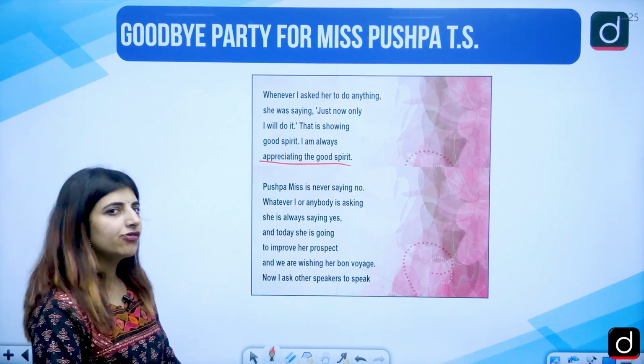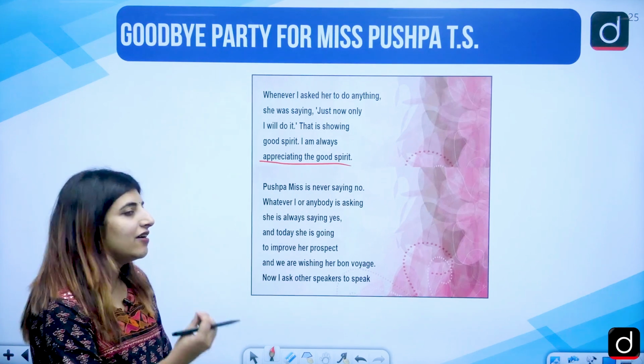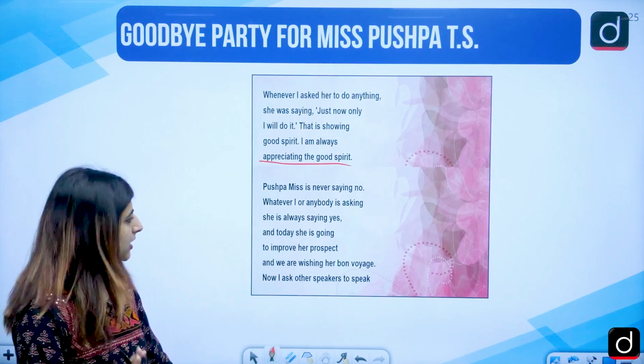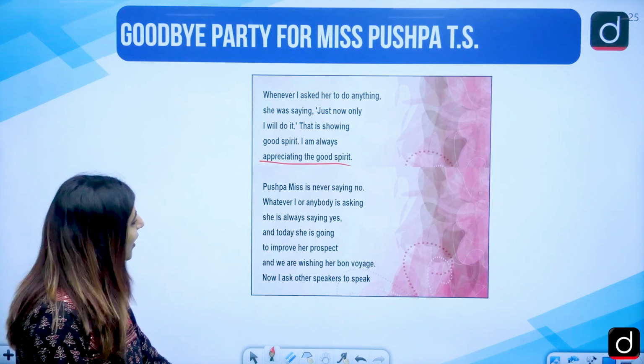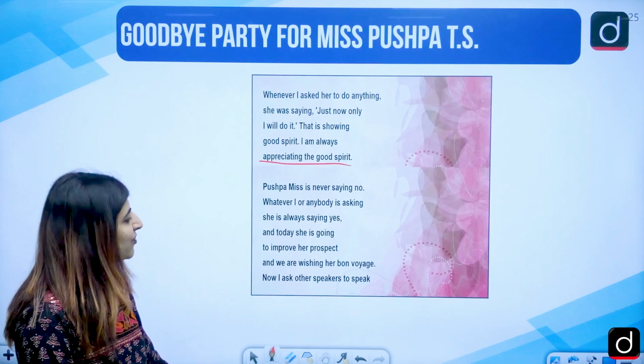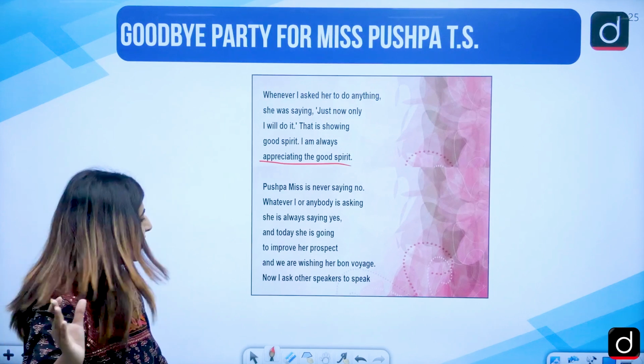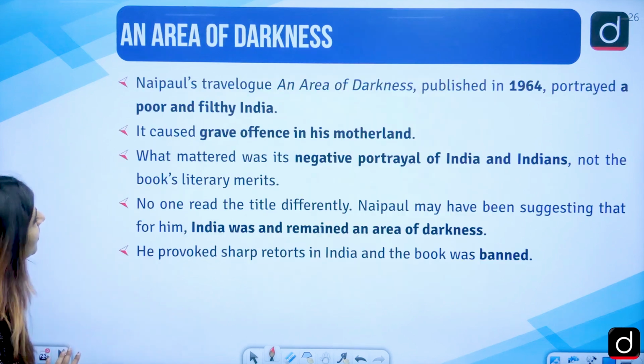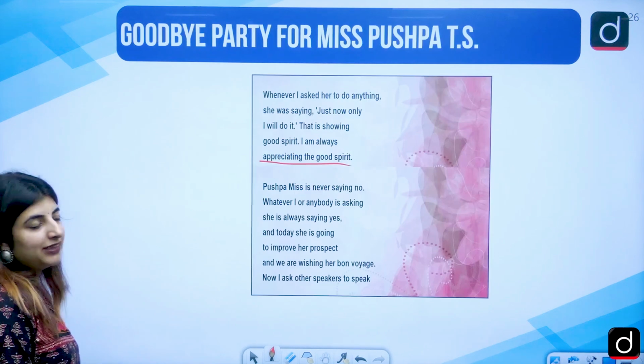Miss Pushpa is never saying no. Whatever I or anybody is asking, she is always saying yes. And today, she is going to improve her prospect and we are wishing her bon voyage. Now I ask other speakers to speak on Miss Pushpa.